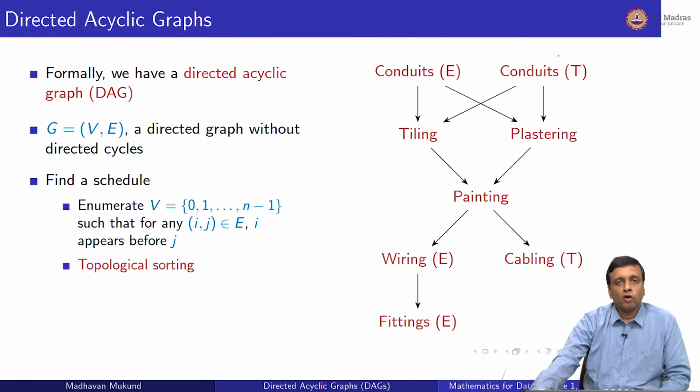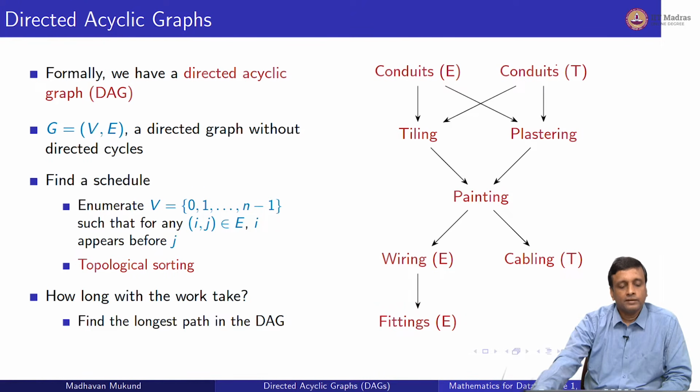So this problem formally in a directed graph is called a topological sort, right? So what we want to do is topologically sort this graph. And the second thing is to discover how long we need to move, and in this we are going to find essentially the longest path.